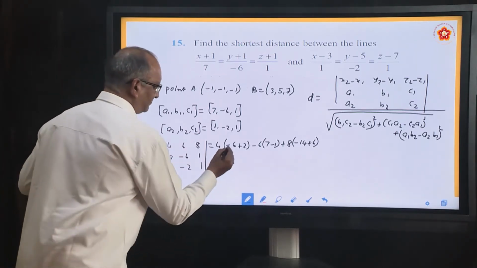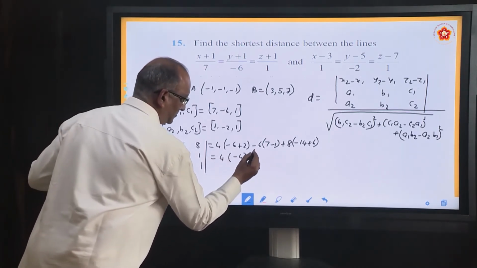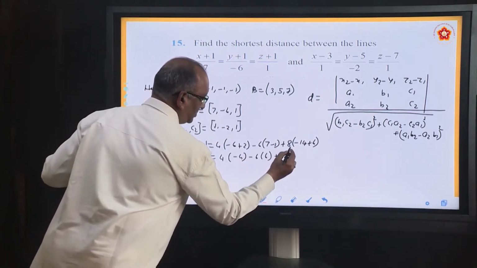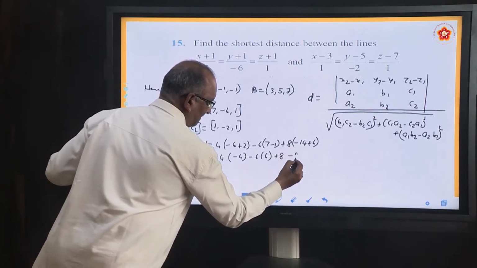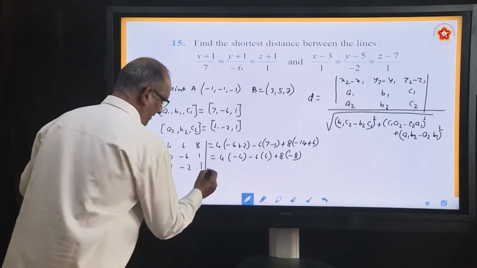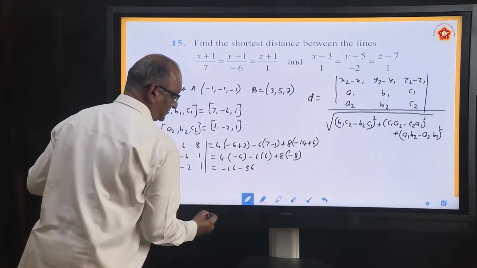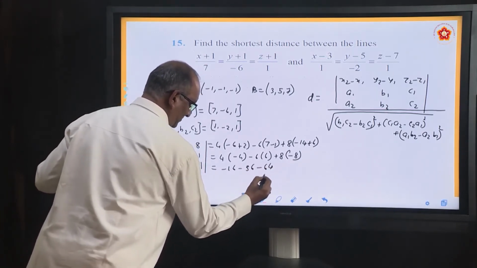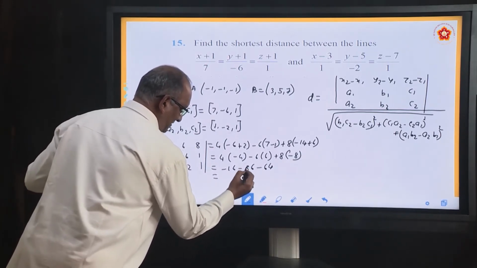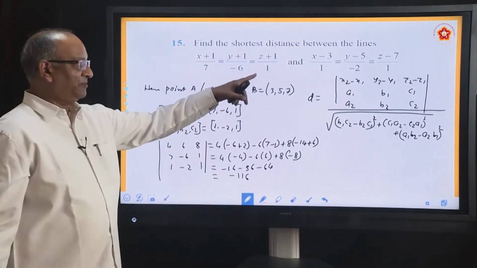Simplify it. 4 into minus 4, minus 6 into 6, plus 8 into minus 8. That is minus 16, minus 36, minus 64. 16 plus 36 is 52, plus 64 is 116. So the numerator is minus 116. This is the value of numerator.